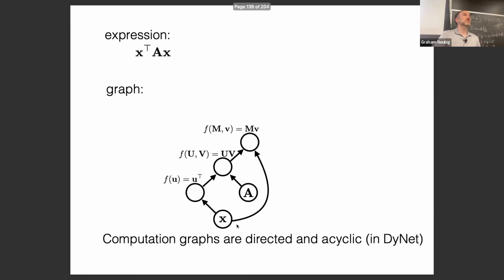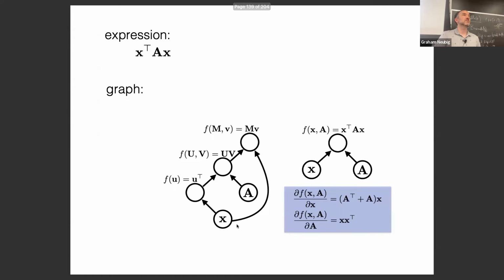So computation graphs are generally directed and acyclic. Another important thing is there's multiple ways to implement computation graphs. This is actually really, really important. It's a really important fact, and if you're not thinking about this, you should think about it carefully. The reason why it's important is this computation graph and this computation graph calculate the same thing.